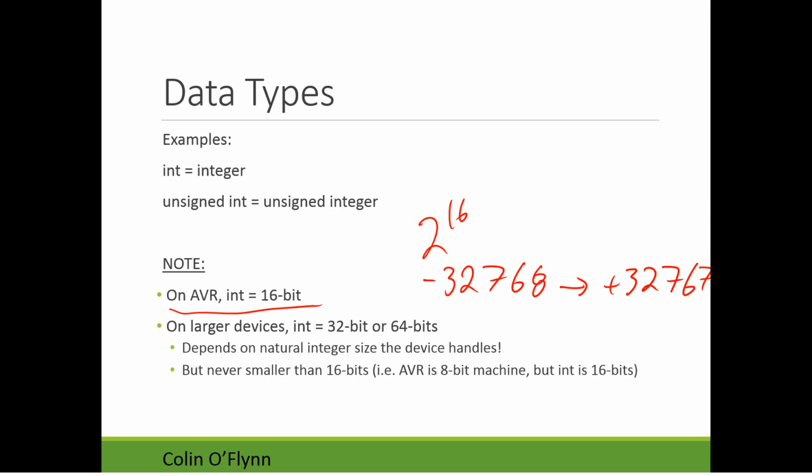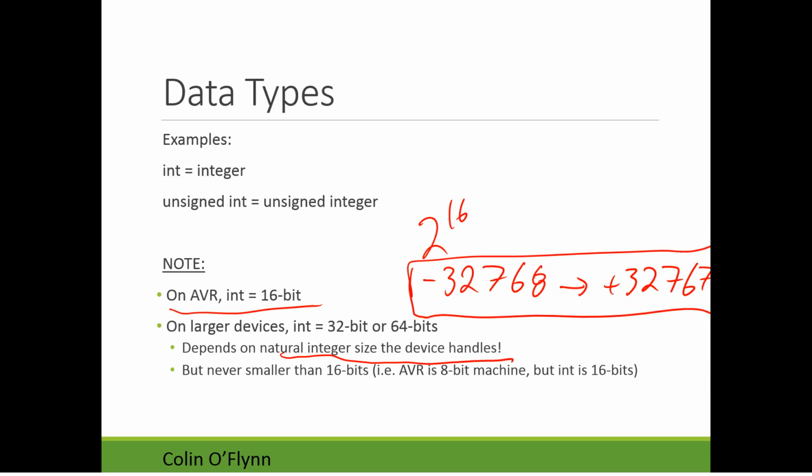On larger devices, the integer actually may be bigger. So you take the same code, you compile it on your computer. Your integer may become 32-bit or 64-bit. This is because the integer depends on the natural integer size of the device. So if it's a 32-bit or a 64-bit device, that's what your integers will be. It's never smaller than 16 bits. AVR is an 8-bit machine, but an integer is defined by the standards to always be at least this size.